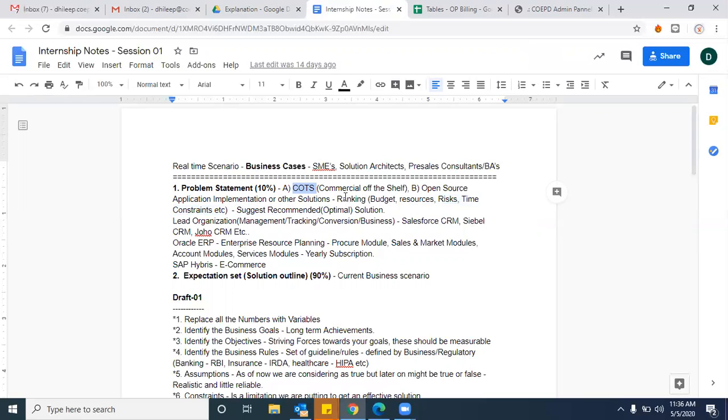Okay, how many resources are required to implement this COTS? How many resources are required to implement this open source? And what sort of risks are there in COTS? What sort of risks are there in the open source? In terms of that, can we do a SWOT analysis for these products?